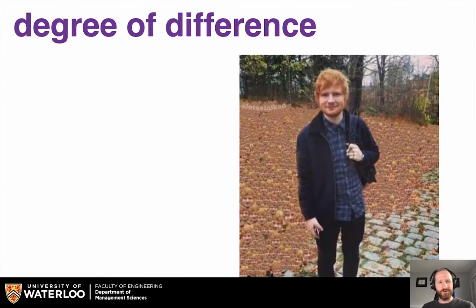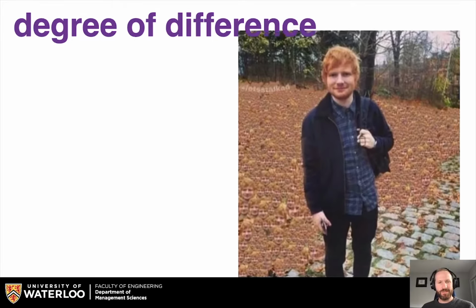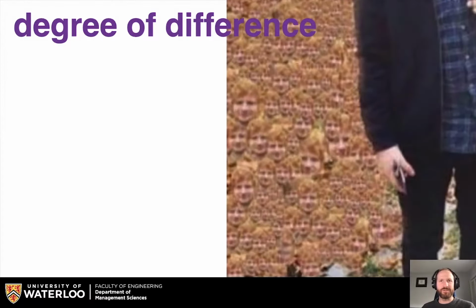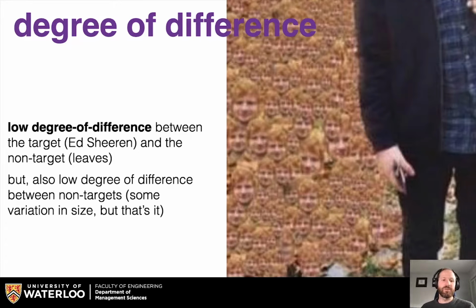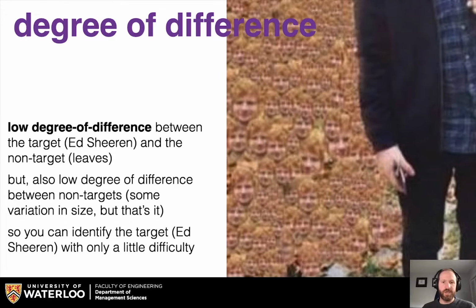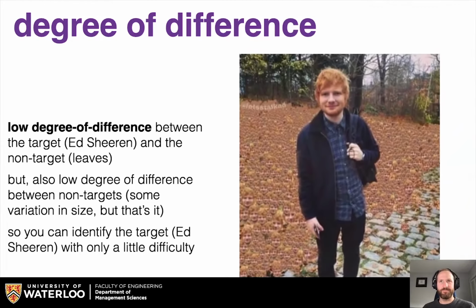Can you find Ed Sheeran? You can, even though there is a bit of a degree of difficulty with the background. There is a low degree of difference between the target, Ed Sheeran, and the non-target, leaves. They share some similar characteristics. But there's also a low degree of difference between the non-targets. There's a little bit of variance in size, but most of the leaves look quite identical. So you can identify the target, Ed Sheeran, with only a little bit of difficulty.